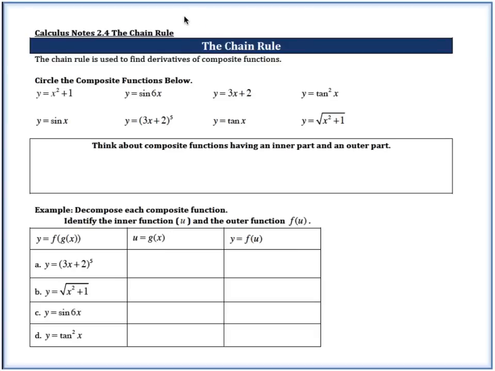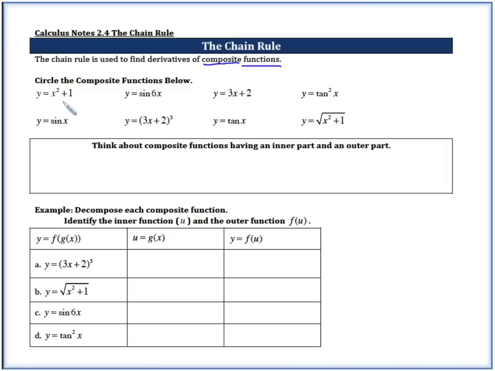Hello and welcome to Calculus Notes 2.4, the chain rule. Today is a very exciting lesson because the chain rule is one of the most powerful rules in finding derivatives. The reason is that we can use the chain rule to find derivatives of composite functions. So let's go ahead and circle the composite functions out of this group right here.